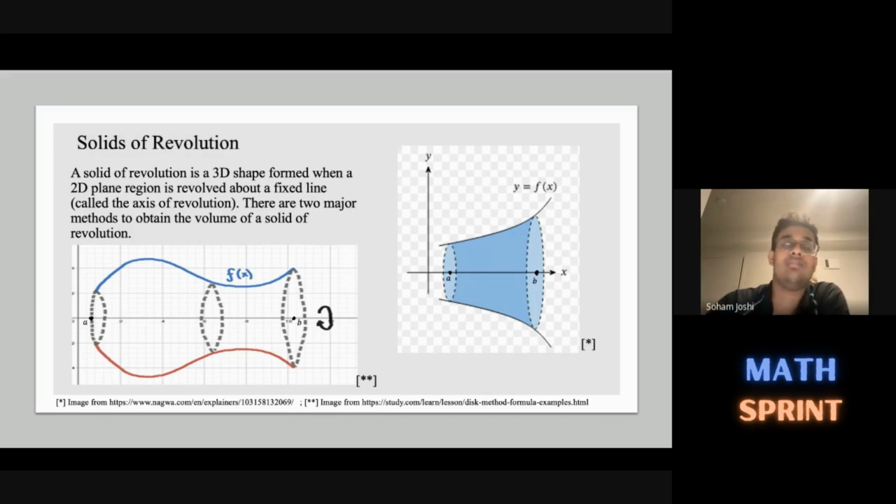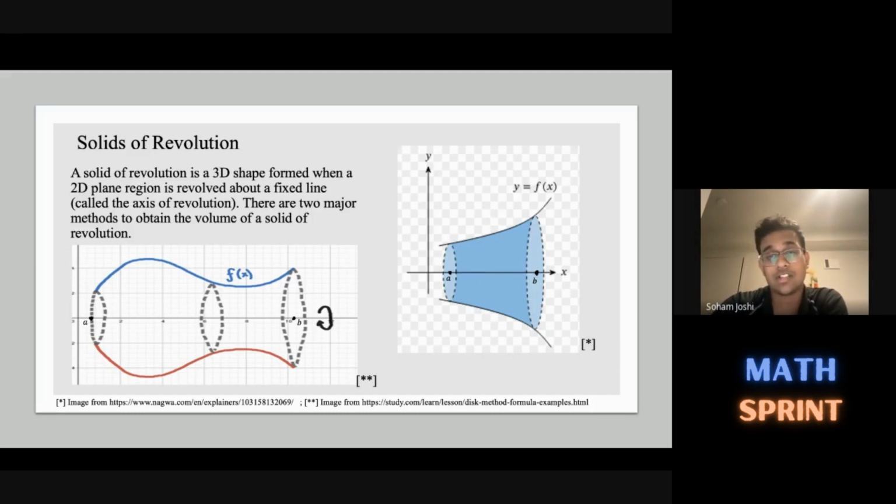All right, solids of revolution. So these are another type of three-dimensional shape that can be formed graphically. A solid of revolution is a 3D shape formed when a 2D plane region is revolved about a fixed line called the axis of revolution. So take a look at these images. First, look at the bottom image. Ignore the red line for now. We have a blue curve with an equation y is equal to f of x. Suppose we rotated this curve about the x-axis. We would get a 3D shape that looks a lot like a flower vase.